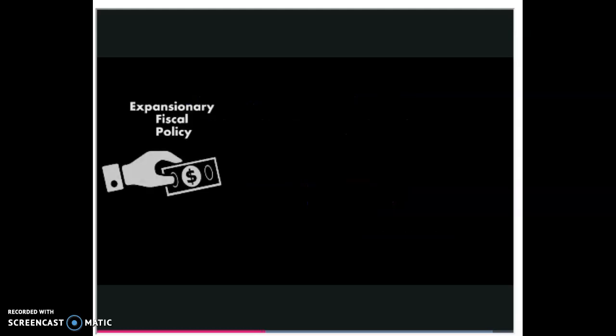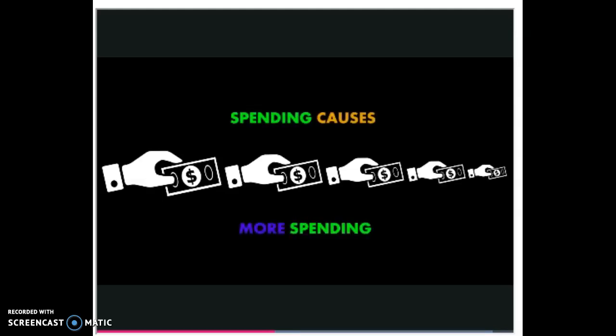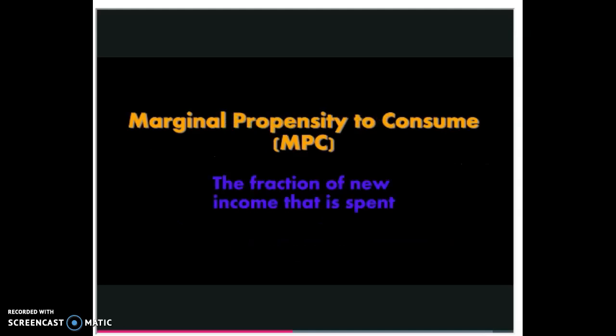When the government increases aggregate demand with expansionary fiscal policy, the economy gets an added boost because spending causes more spending. Recall that the spending multiplier is the total amount of spending that results from each $1 of new spending in the economy. To determine the spending multiplier, we need to know the marginal propensity to consume, which is the fraction of new income that is spent rather than saved.